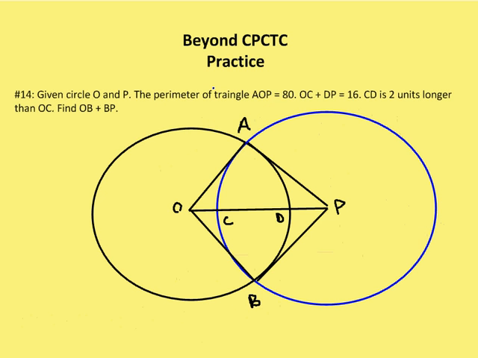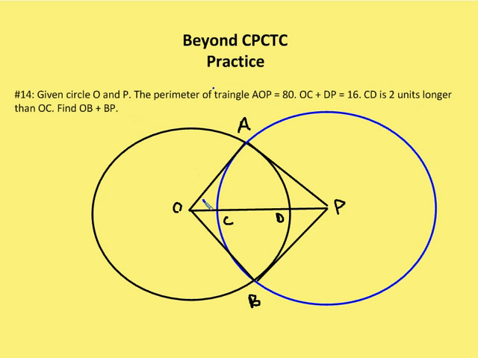Okay, in the next question, we're given a circle O and a circle P. We're given that the perimeter of triangle AOP is 80. We're given that OC plus DP is equal to 16, and that CD is 2 units longer than OC. And we're asked to find OB plus BP.